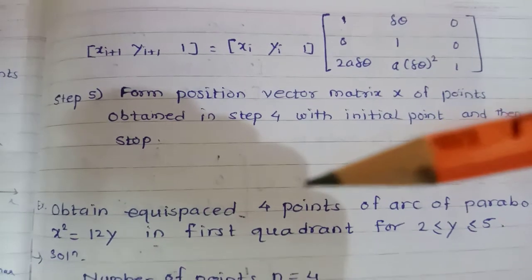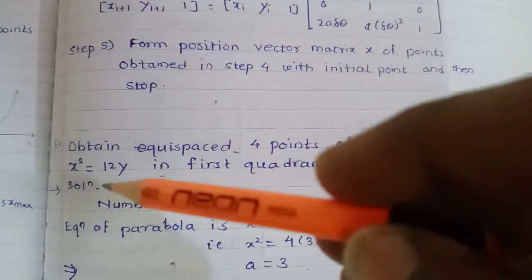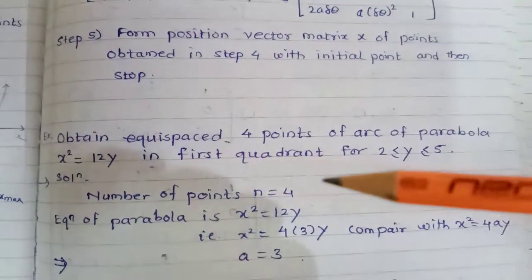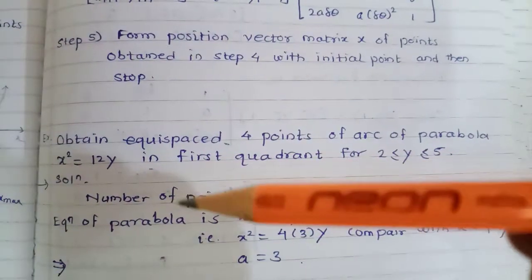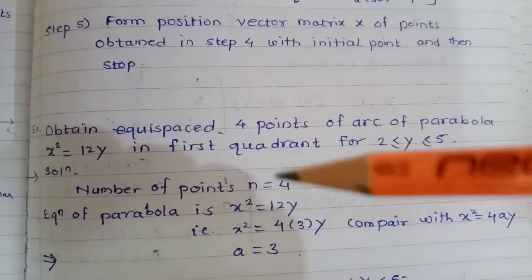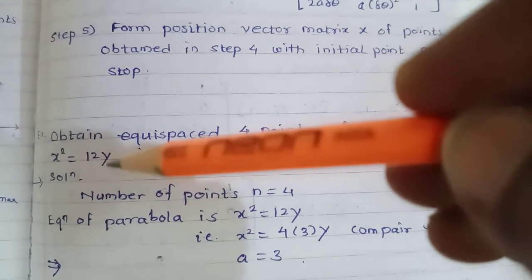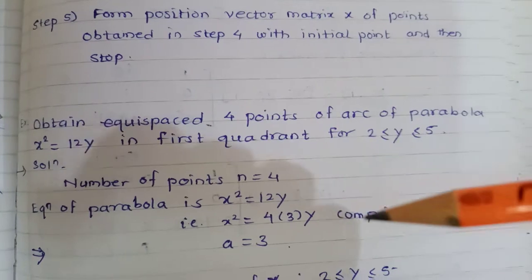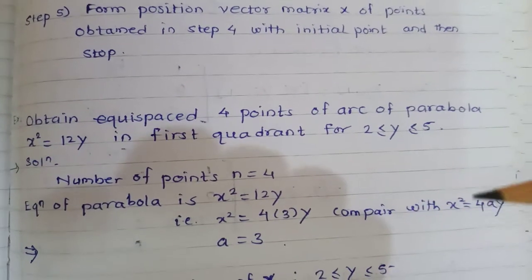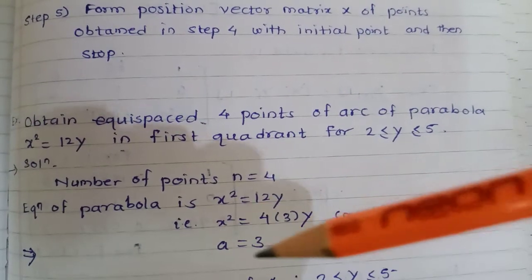So now we discuss an example related to the same algorithm. Obtain the equispaced 4 points of an arc of the parabola x squared equal to 12y in the first quadrant for 2 less than or equal to y less than or equal to 5. So we write the number of points n equal to 4. The equation of the parabola is given, x squared equal to 12y, so it is symmetric about the y-axis. We write x squared equal to 12y as 4 into 3 into y, and compare that equation with x squared equal to 4ay. So our a value is 3, which we write here.